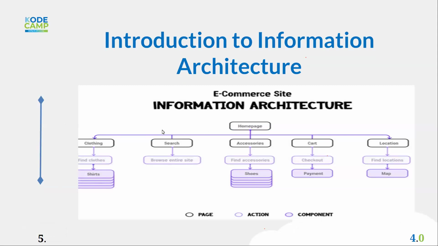On your home page, you'll be able to see clothing, maybe different categories. You'll be able to search, see accessories, see your carts and see location. Under the clothing, maybe to find clothes, you can see different clothes. You see, this is like a multiple page. You can see shirts, trousers, etc. Then under the search, you're able to browse entire sites.